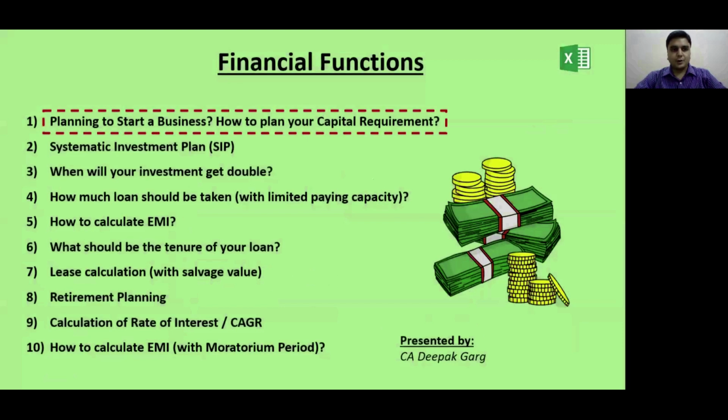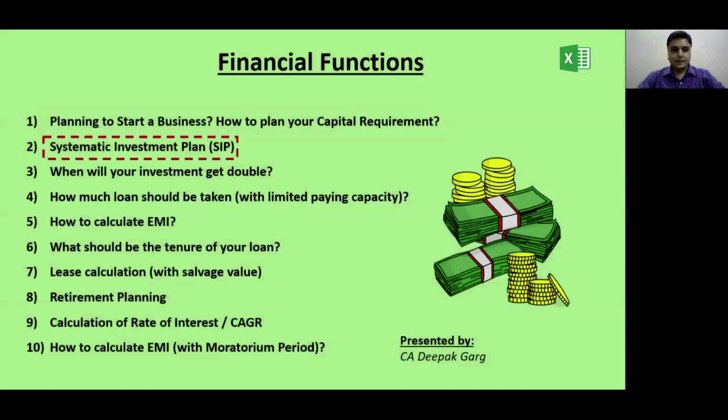The first topic is around planning to start a business. How to plan your capital requirement. Now, suppose you want a capital of say 10 lakh rupees after 5 years down the line. So how much money should you invest on a monthly basis so that you are able to get the desired capital after 5 years? The next topic is around systematic investment plan.